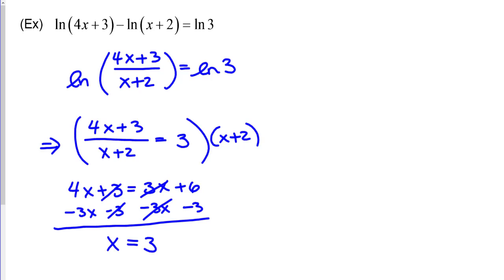And I still do need to check to make sure that the value given here does not lead to any negative arguments of logarithms, and it certainly doesn't, because for the first one, 4 times 3 is 12, plus an additional 3 is 15. It's positive. That's fine. 3 plus 2 is 5. That's positive. It's fine. So this is an actual solution.